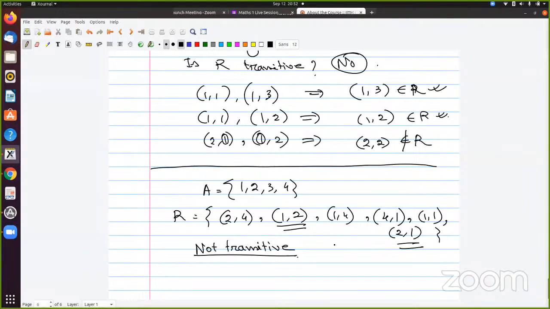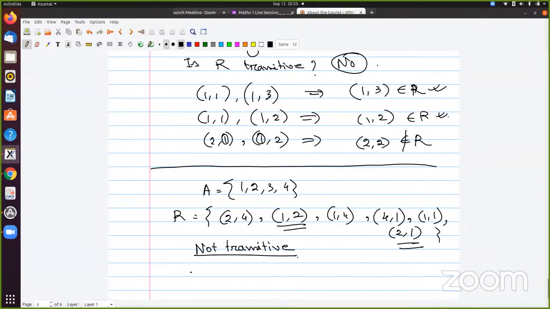I didn't get the third condition, (2,1), (1,2), and (2,2) is not there. So it is not reflexive, not transitive. The above two conditions are satisfying the criteria, and one condition is not satisfying the criteria. I am saying, whenever, why it is not transitive.